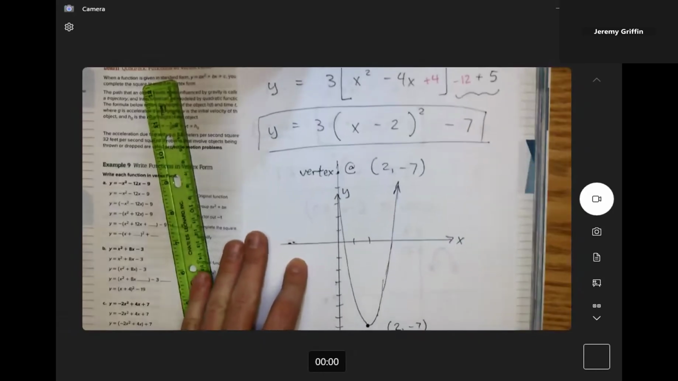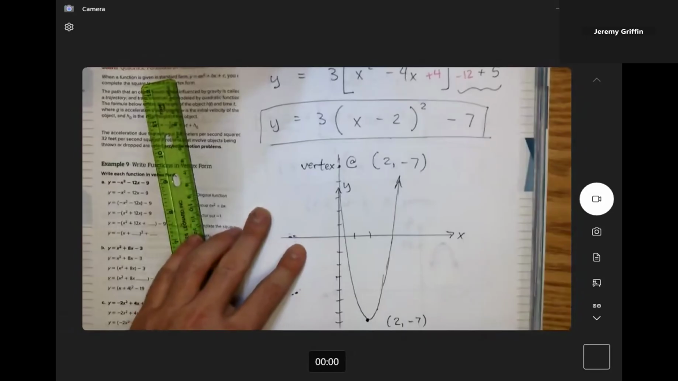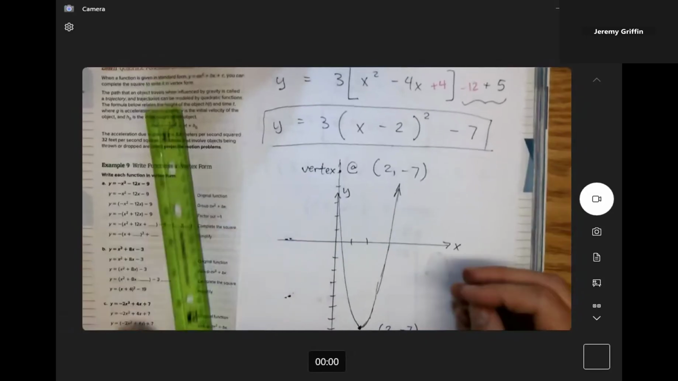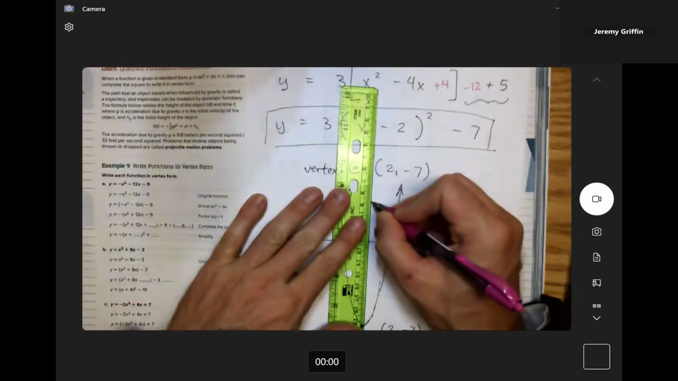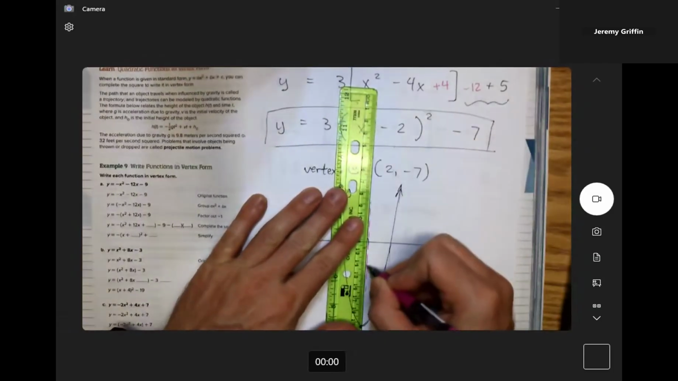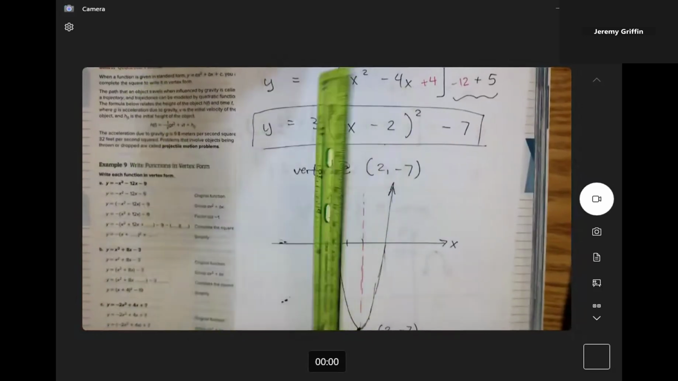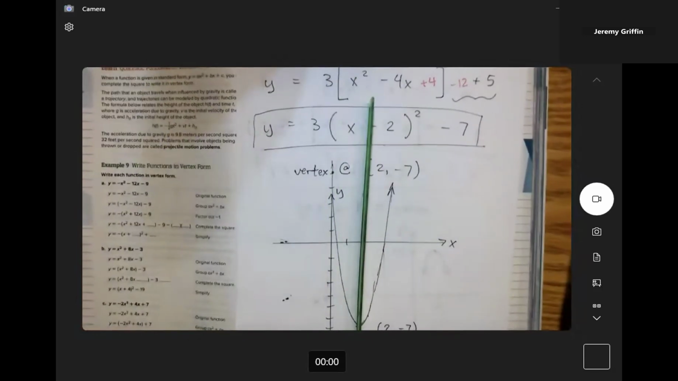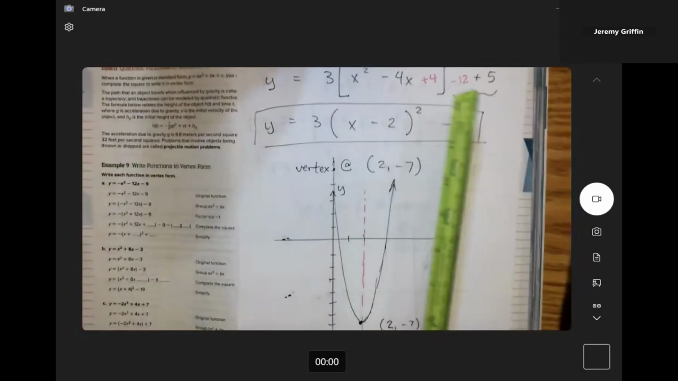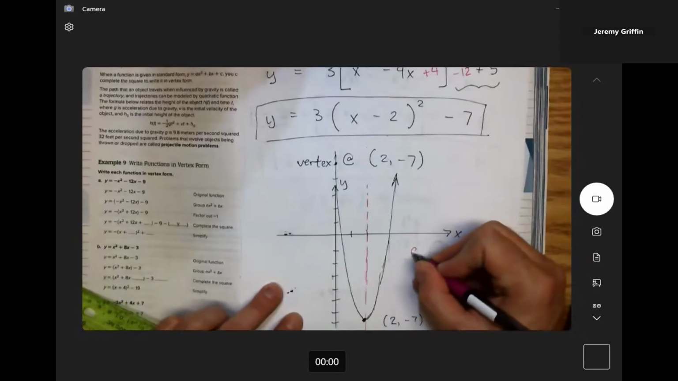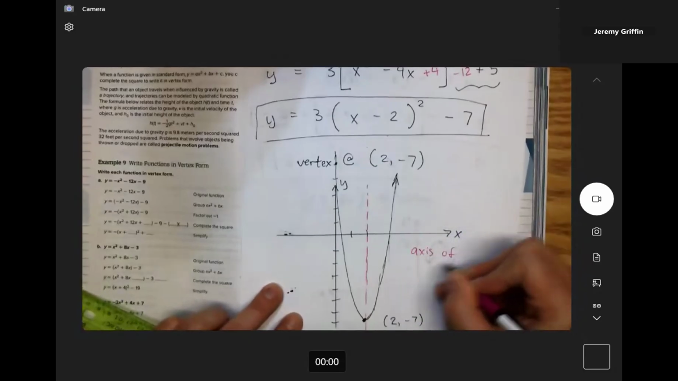All right, so here's the vertex at 2 comma -7 as a point. And furthermore, wouldn't the axis of symmetry be this line right here? Doesn't this line act like a mirror? Could you put a line here and make that a mirror for your parabola? That's what that would be. So the axis of symmetry, I'll spell that out. Axis of symmetry.